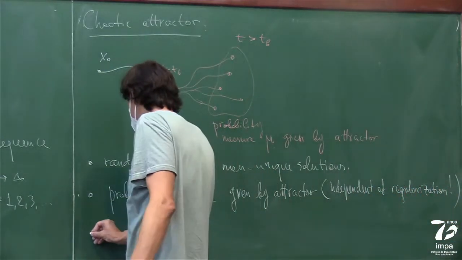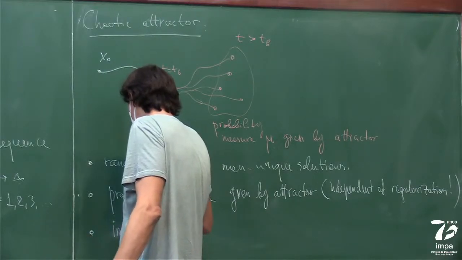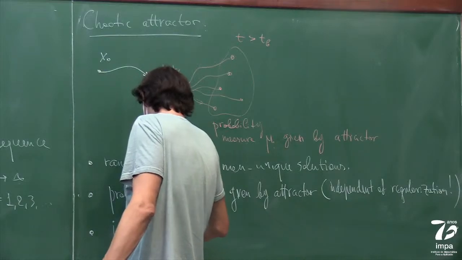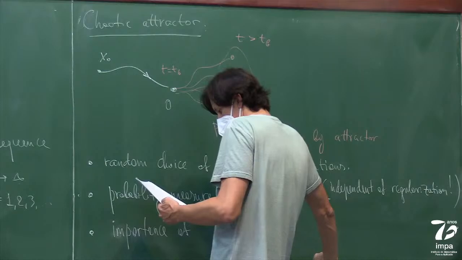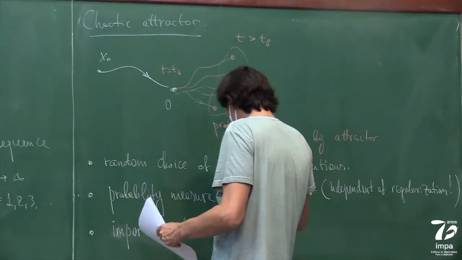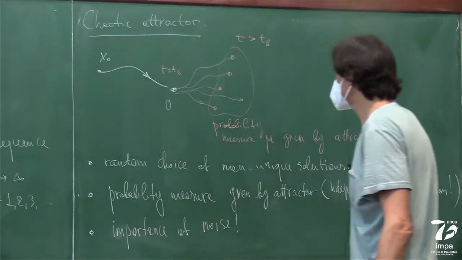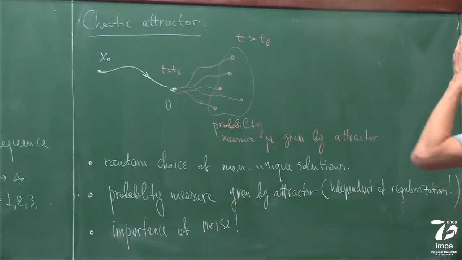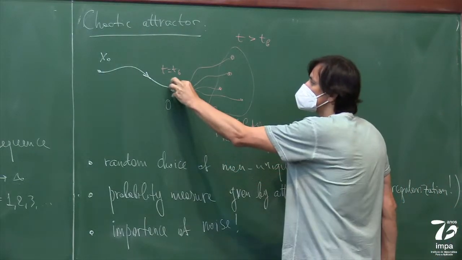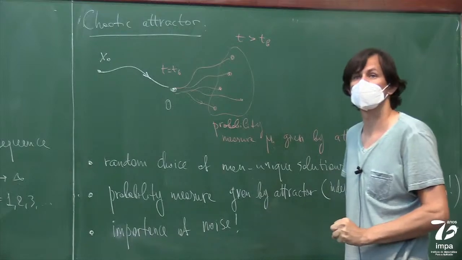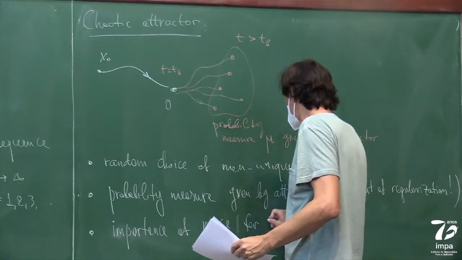And finally, we can just mark the importance of noise. So you cannot obtain the implicit limit unless you put a noise in the regularization.